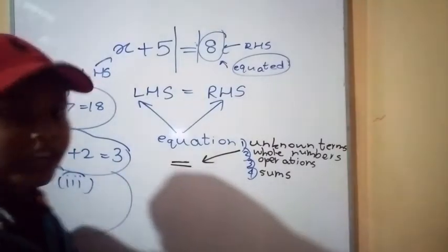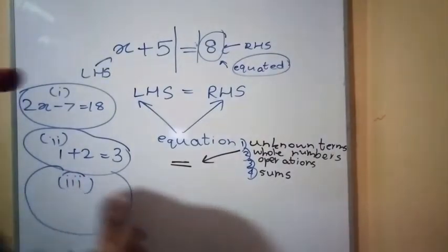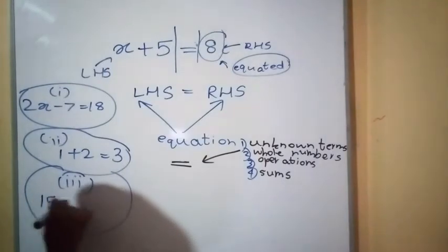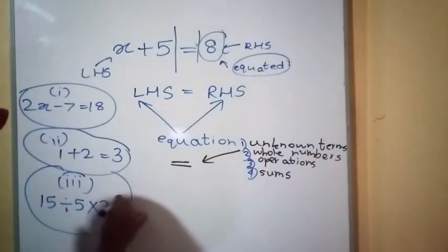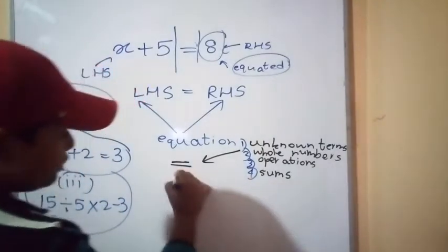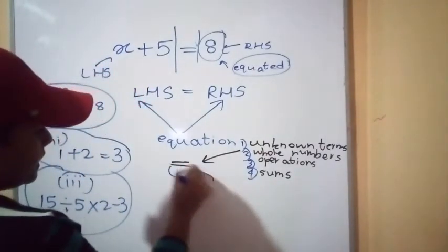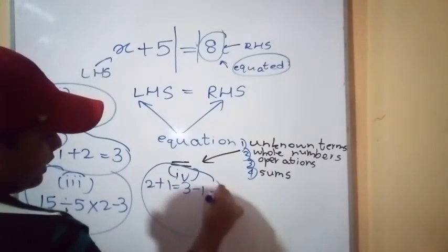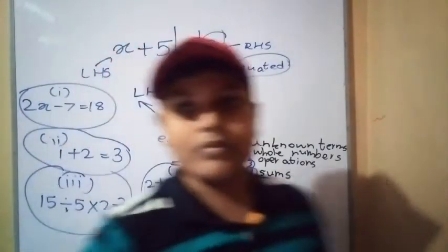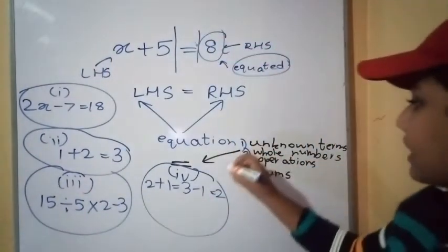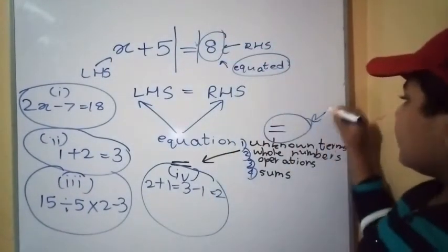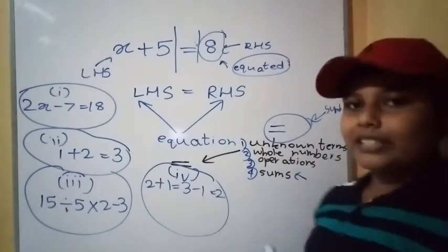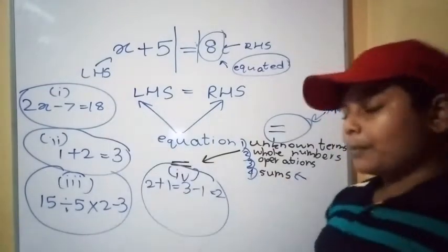The third one is operations. What are the operations? You can get operations like 15 divide 5 multiply 2 subtract 3. Right? The fourth one is the sums. What do sums mean? 2 plus 1 is 3, subtract 1 is 2. Right? These 4 come with this equal symbol. This equal symbol consists of these 4.